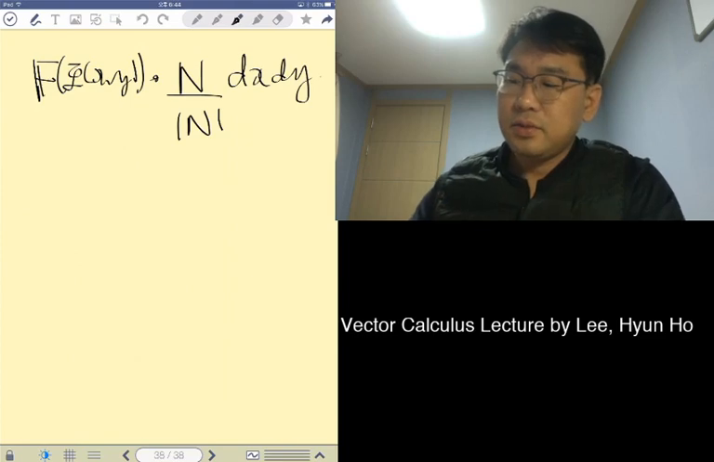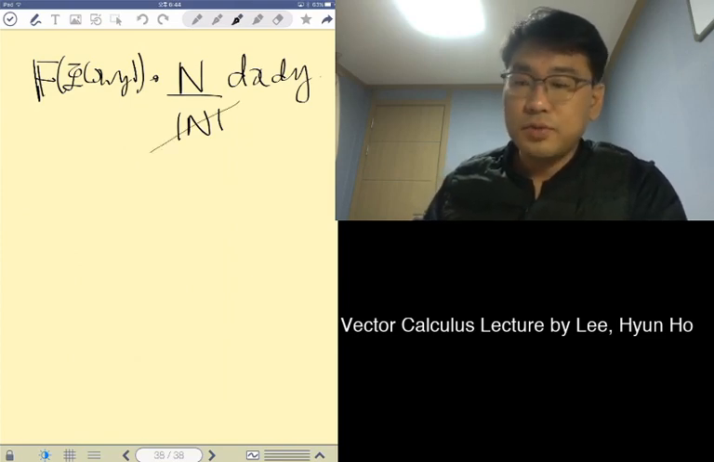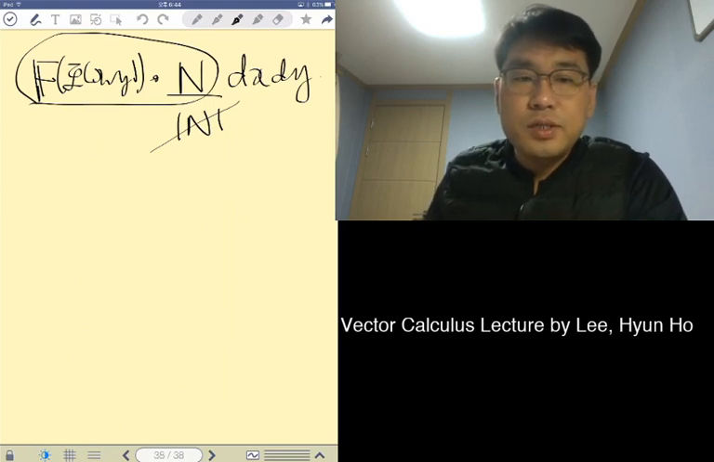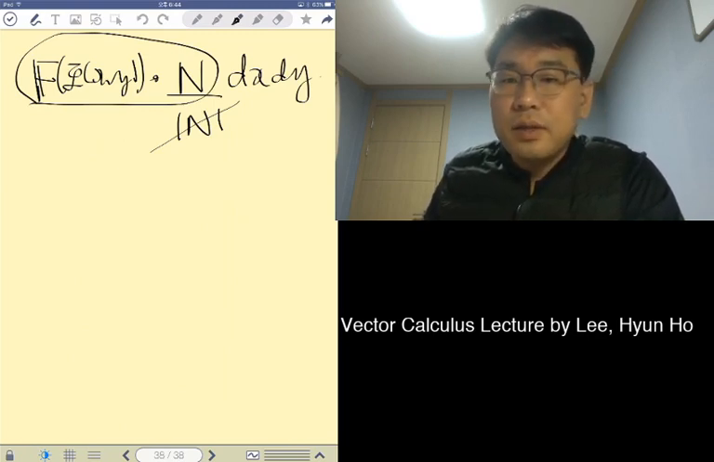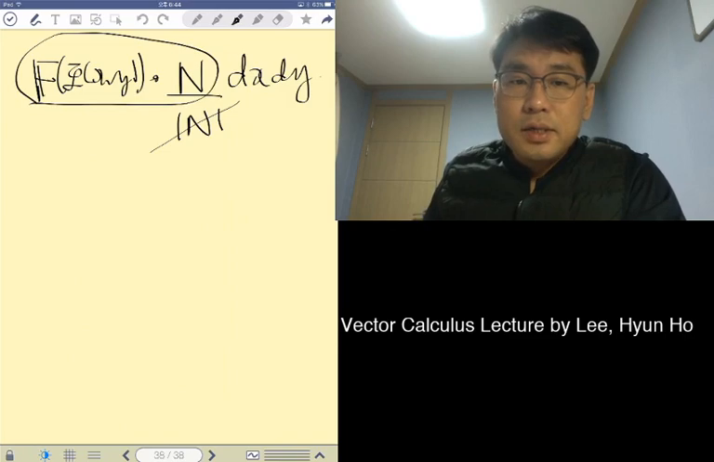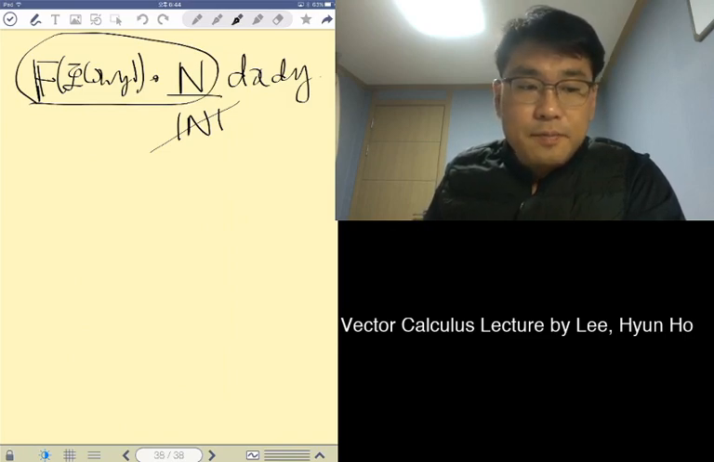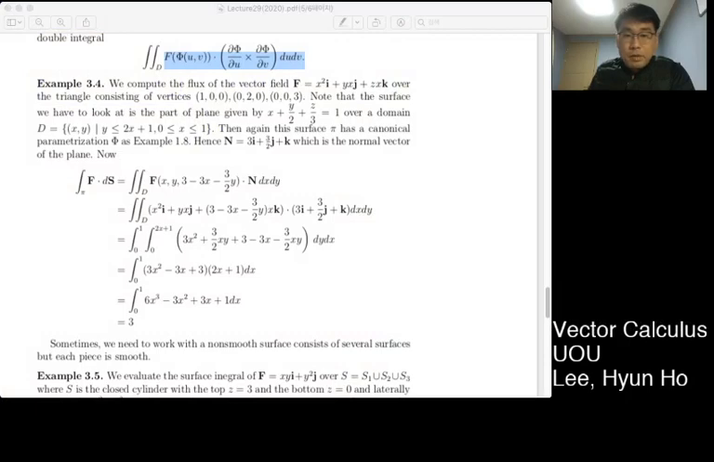So we don't need this part, right? We only need to compute the inner product between f and large N. I computed the second part here already. Now it's the inner product.